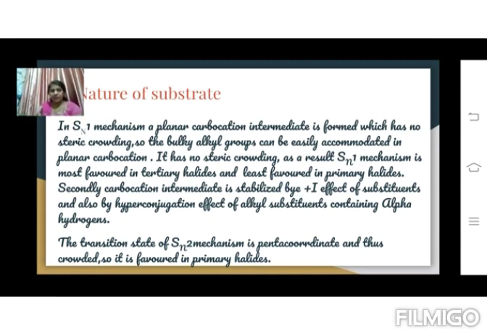I repeat again, SN1, it has what? It has the planar carbocation intermediate. Planar carbocation intermediate we have just seen, and therefore it was possible for the nucleophile to attack from either side, the front side also and from the back side also. So there is no crowding in this particular group, and therefore the bulky group which is present can be easily accommodated, hence it is favored mostly in tertiary halide group.